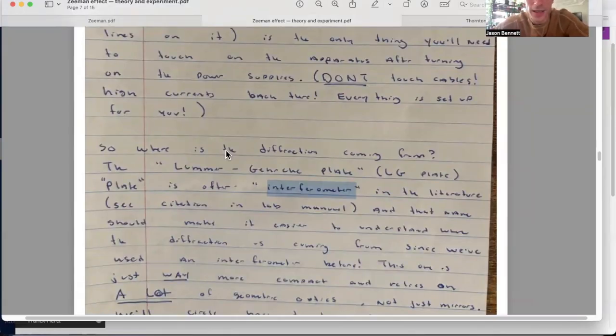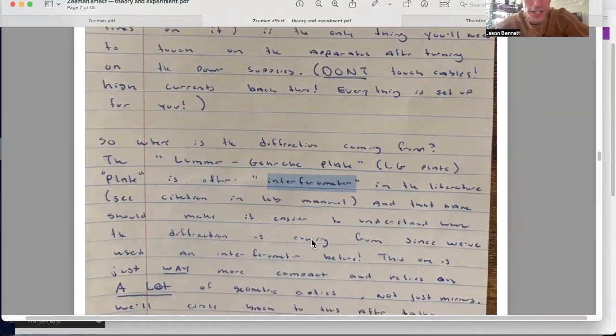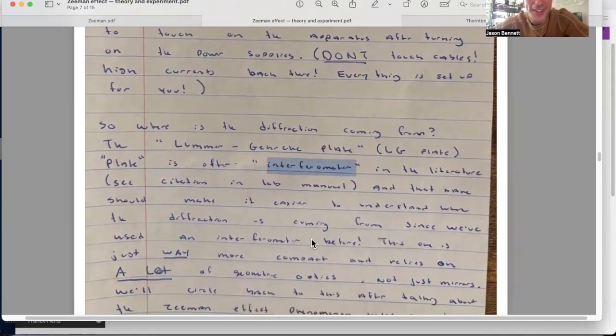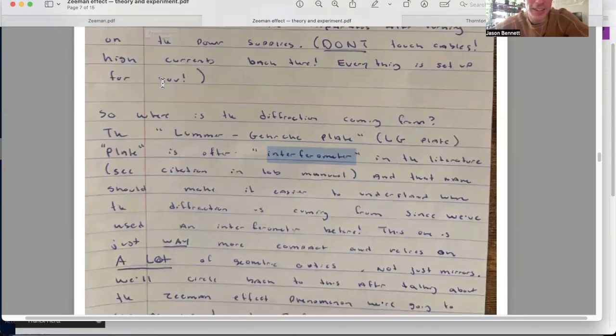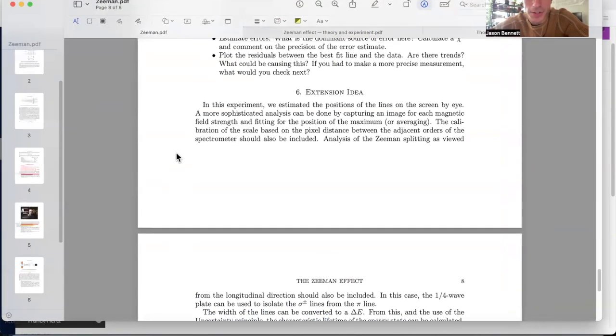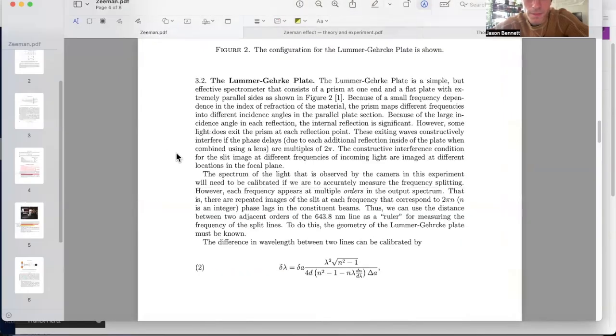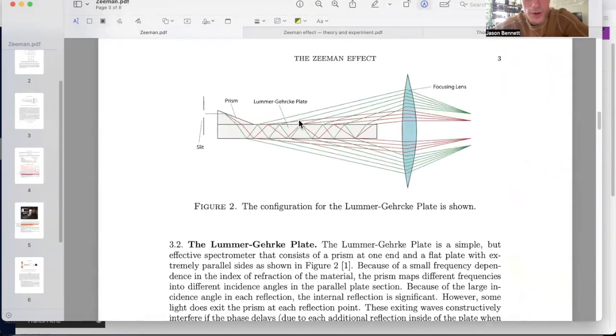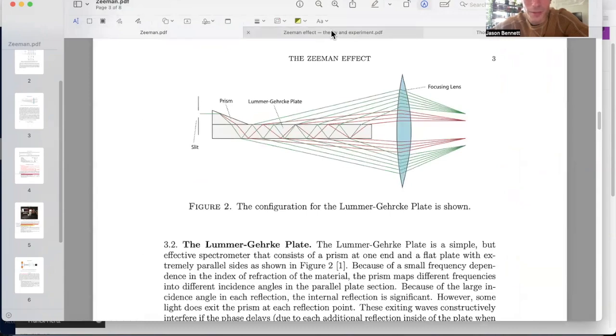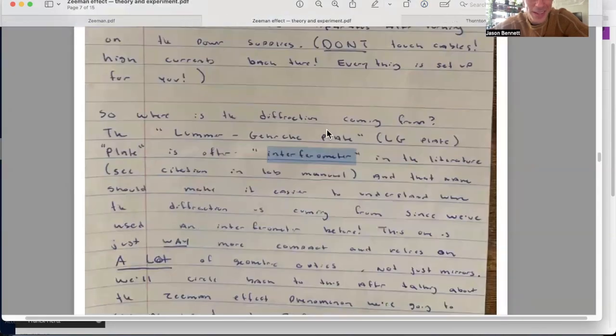Oh, okay, that makes sense, because we've already used an interferometer and we know that that creates diffraction patterns. This one is just way more compact. No mirrors. It's entirely based on geometric optics. There's a nice figure in the lab manual for it. There it is. Pretty crazy. We'll get back to that a little bit.